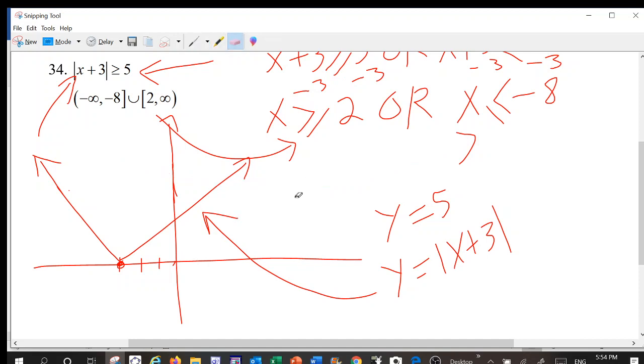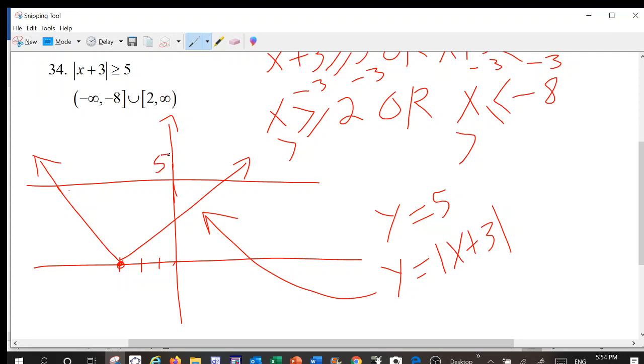Now I'm going to graph, let me erase the stuff here. So what I'm going to graph is this line right here, which is y equals 5. And you see this point right here and this point right here are the solutions, or the intersection points right here.